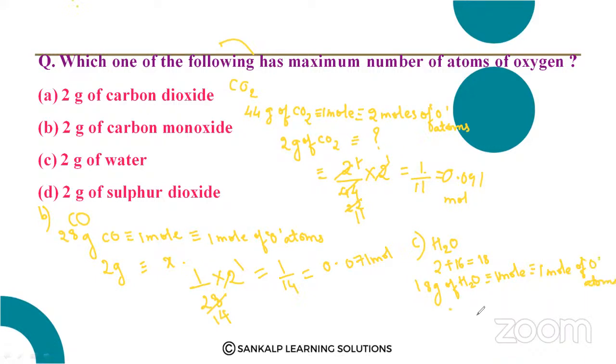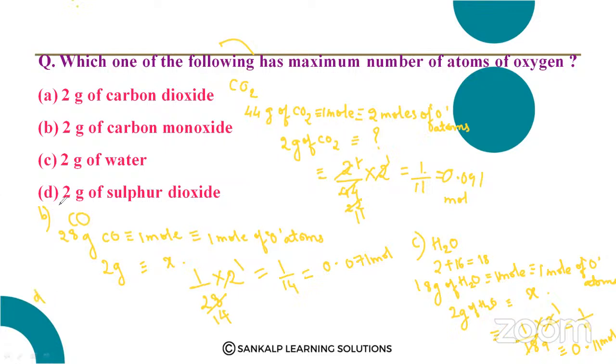For 2 grams of water, how many moles of oxygen atoms are present? Just cross multiply: 1 into 2 divided by 18. After simplifying, the answer comes to 0.11 mole of oxygen atoms. So this is with respect to option C.